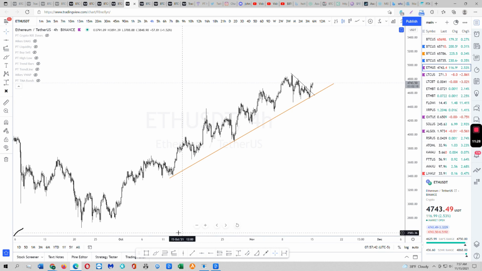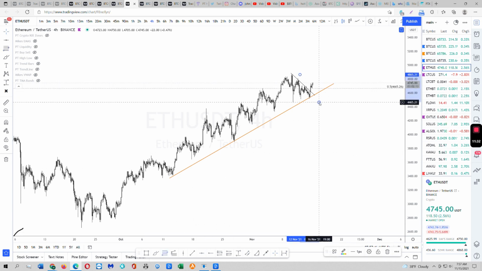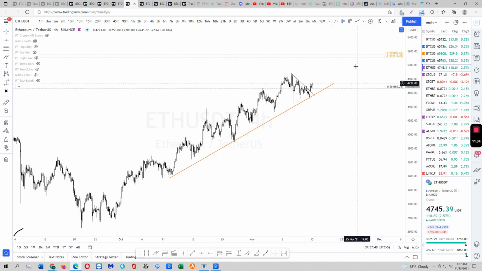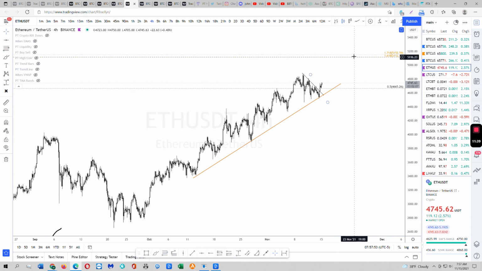Let me see what the upside is. The max upside. Ooh, 5,000 is beautiful. I actually like it. If we can get up there, I'm going to be happy, I'll tell you that. Anyway, just be careful with Ethereum.